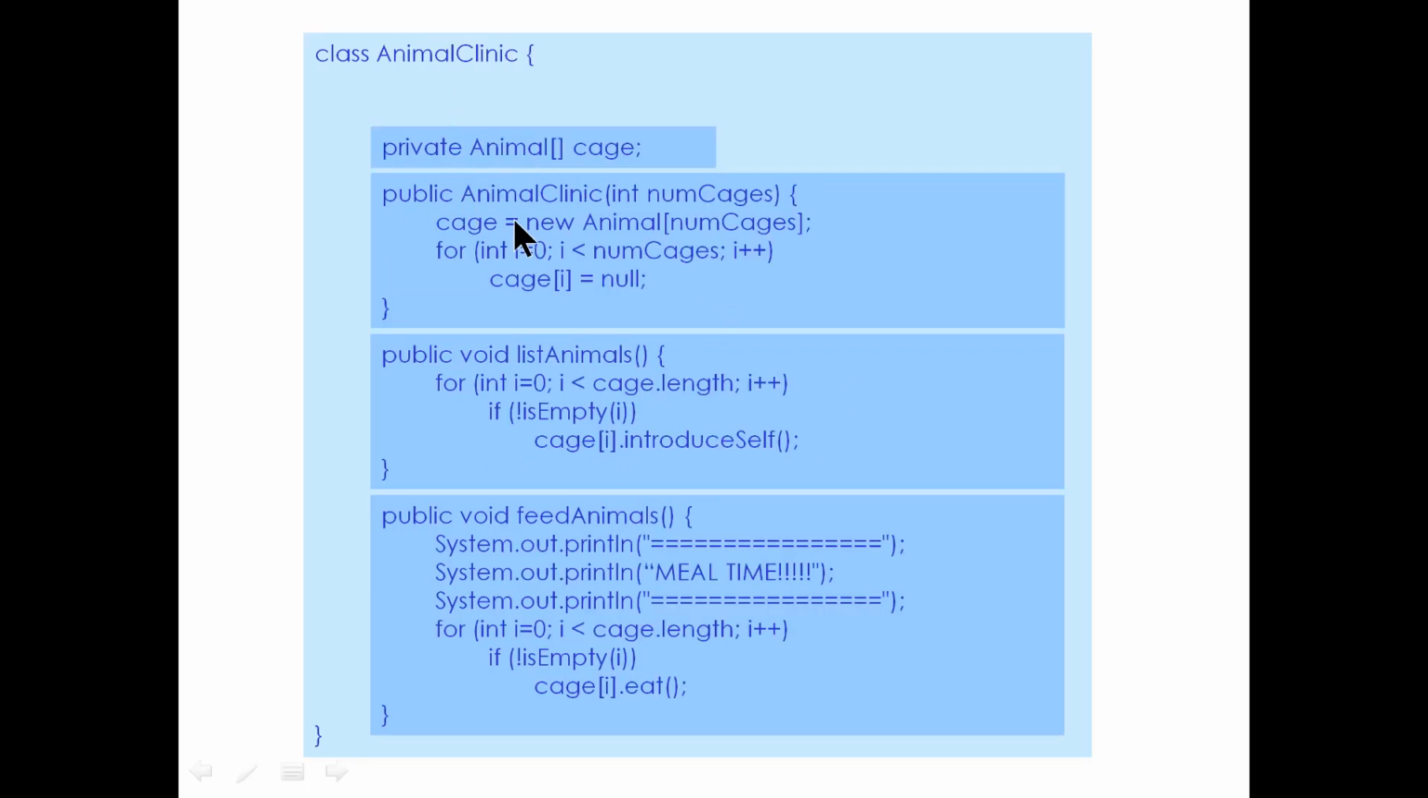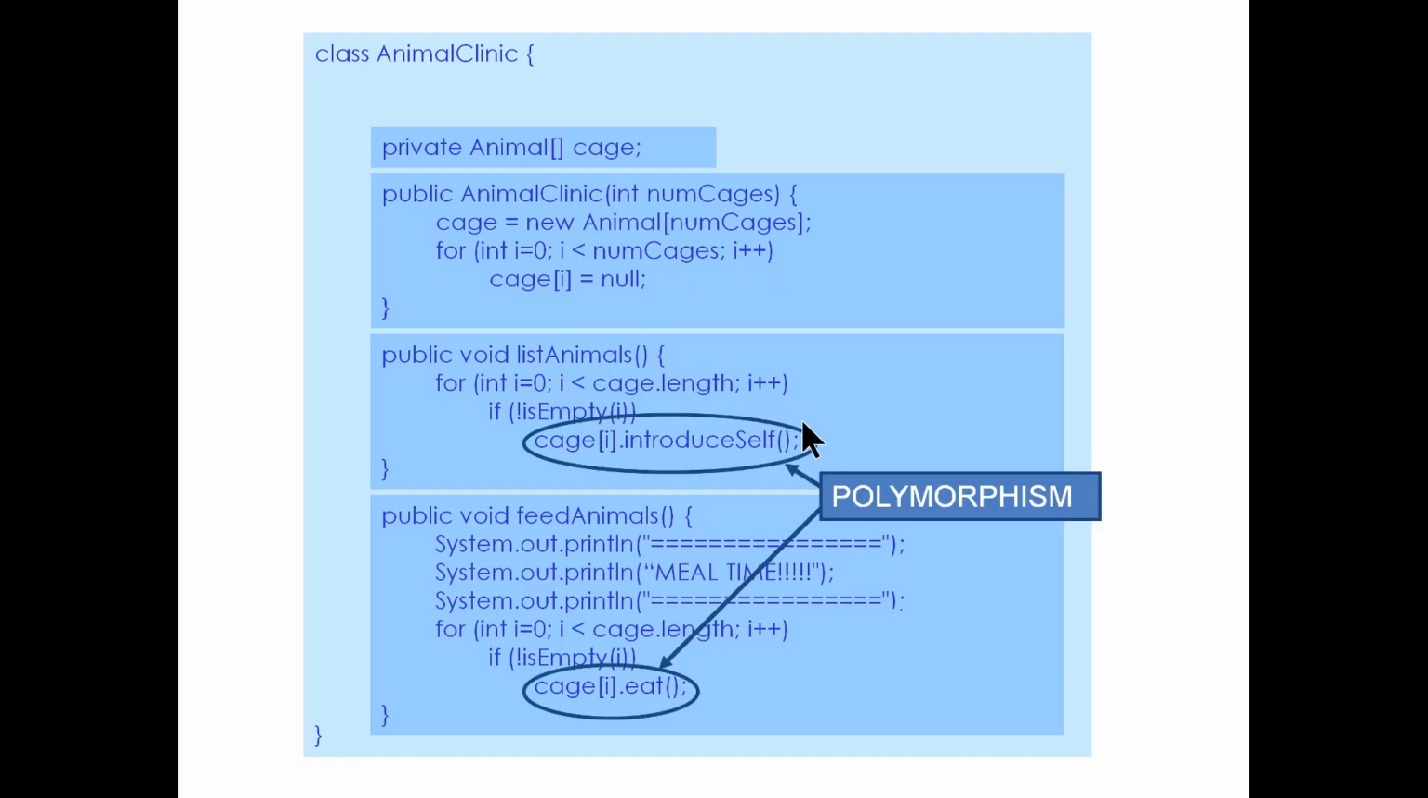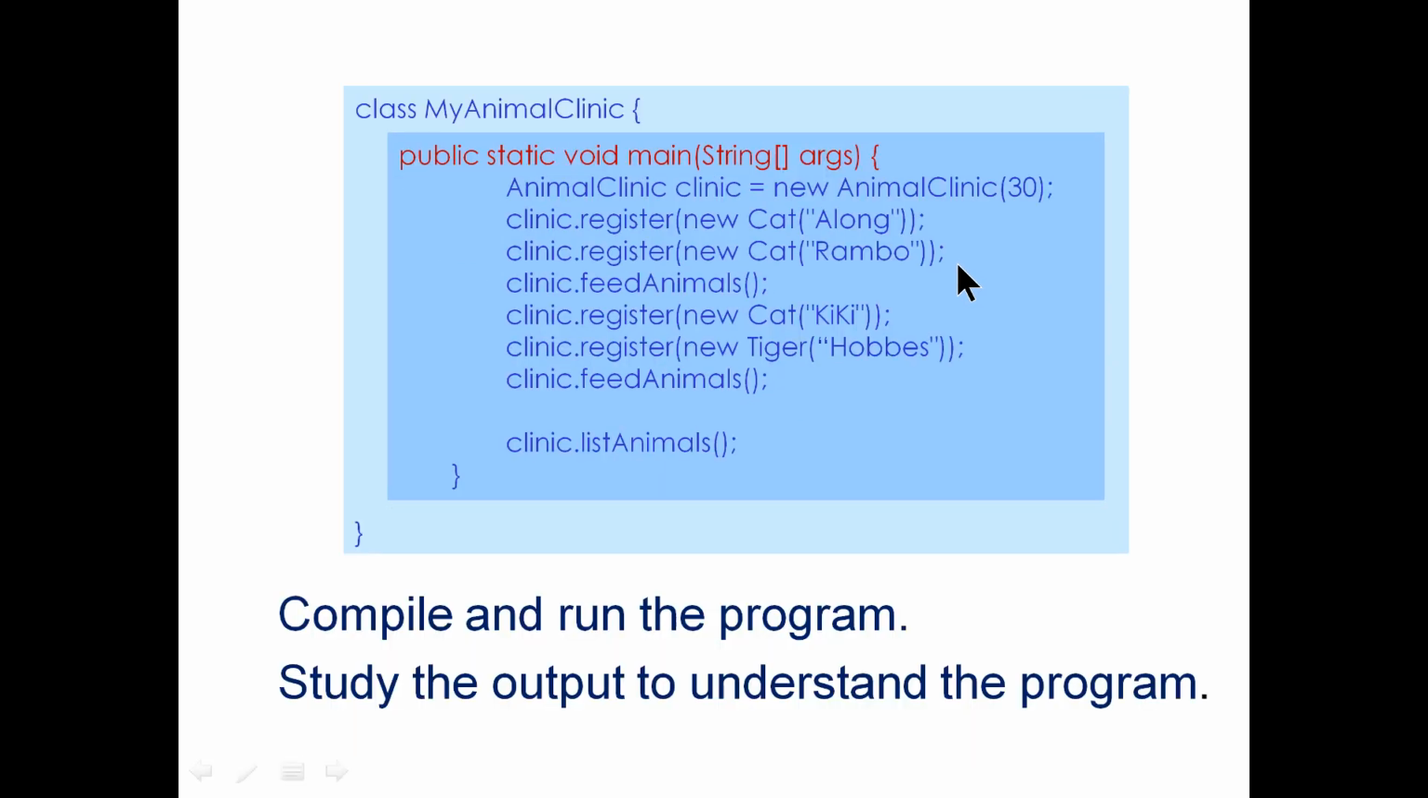Then the animal clinic: you are creating an animal clinic. An animal clinic has many animals, so it's an array of animals. In the animal clinic, you put the number of cages and create this many objects, initialize every object with null, and then list animals, feed animals, add animals, and you can do all the polymorphic things. Compile and run the program and you see the output.